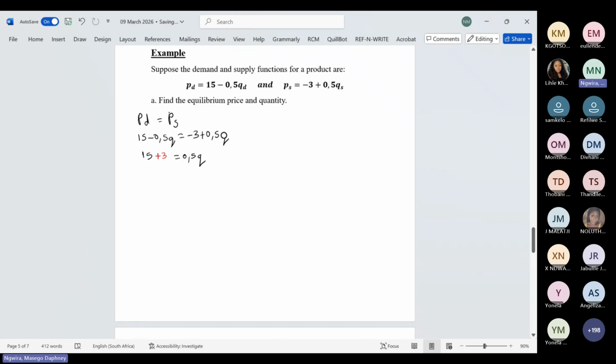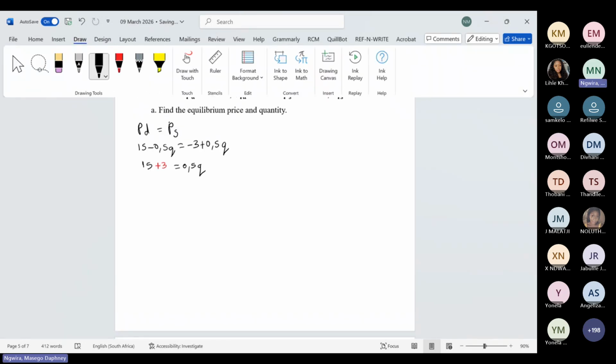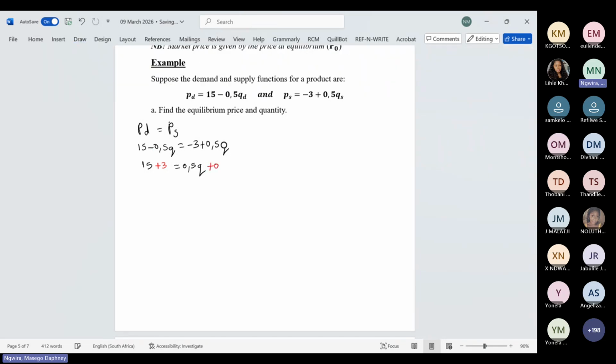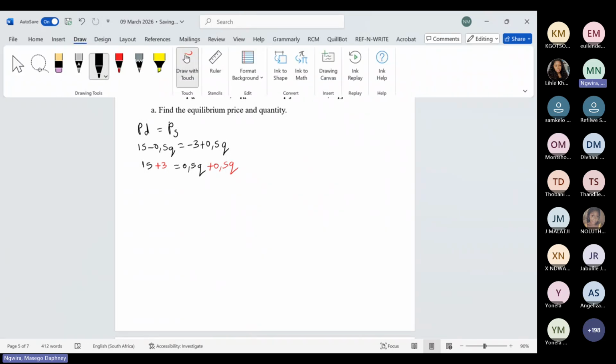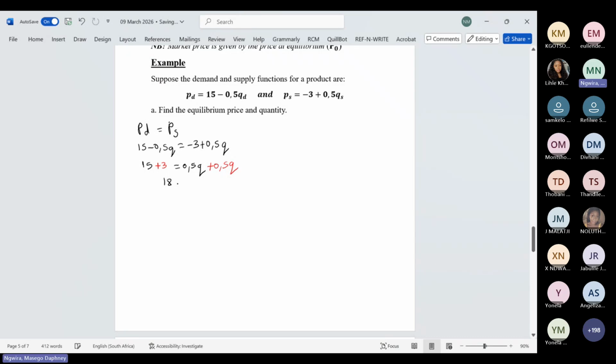Now I'm going to take this other 0.5Q to the right-hand side. It becomes a plus 0.5. And then we do the sums. 15 plus 3 is 18. Then it's equal to 1, because half plus half is 1. So you divide both sides by 1, and you get 18. So your Q is equal to 18. All right, so that's our quantity at equilibrium.